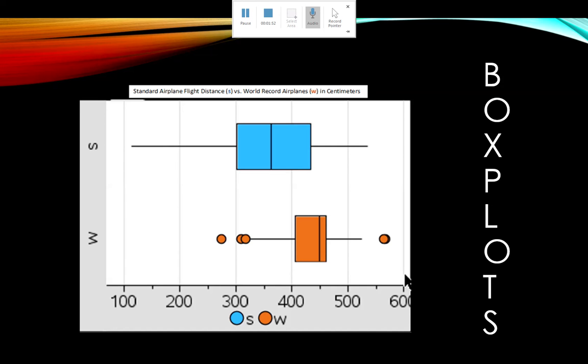So we compiled all of our data into these box plots. The standard model airplanes are represented as blue, and that's approximately normal. And the world record airplanes are a little bit skewed, but it's still mostly normal, and has three outliers on the bottom end and two at the top end. So we proceeded with caution while doing our test.